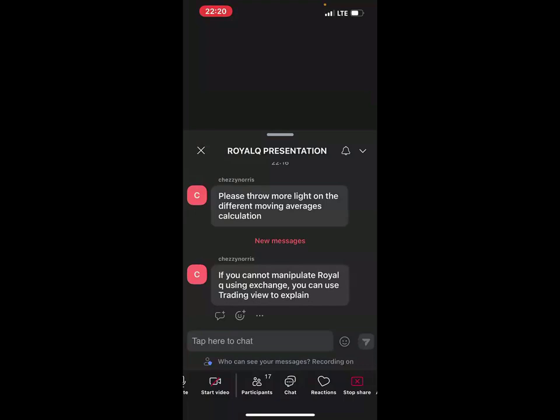If you cannot manipulate it on Royal Q using the exchange, you can use TradingView to explain. Definitely we'll be using TradingView also to give more examples. But what I just want you to know is that the settings on Royal Q are perfect. They are there because they work. But for more advanced use, if you want to do even more, you can use TradingView, and definitely we'll be using TradingView to shed more light on it.